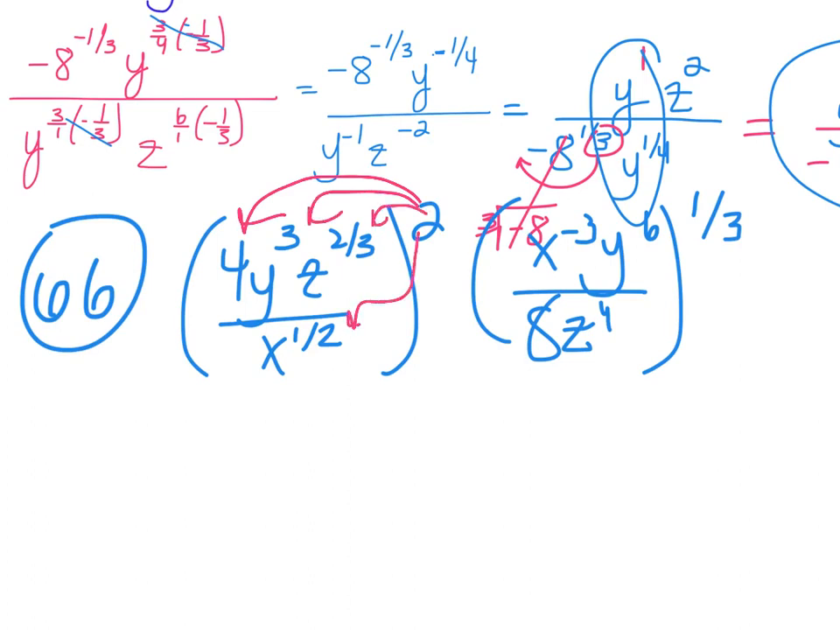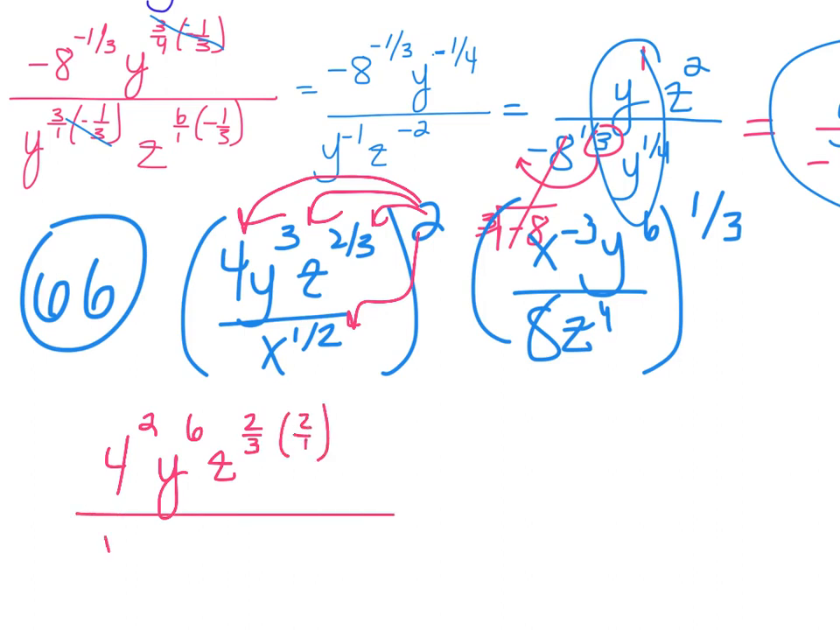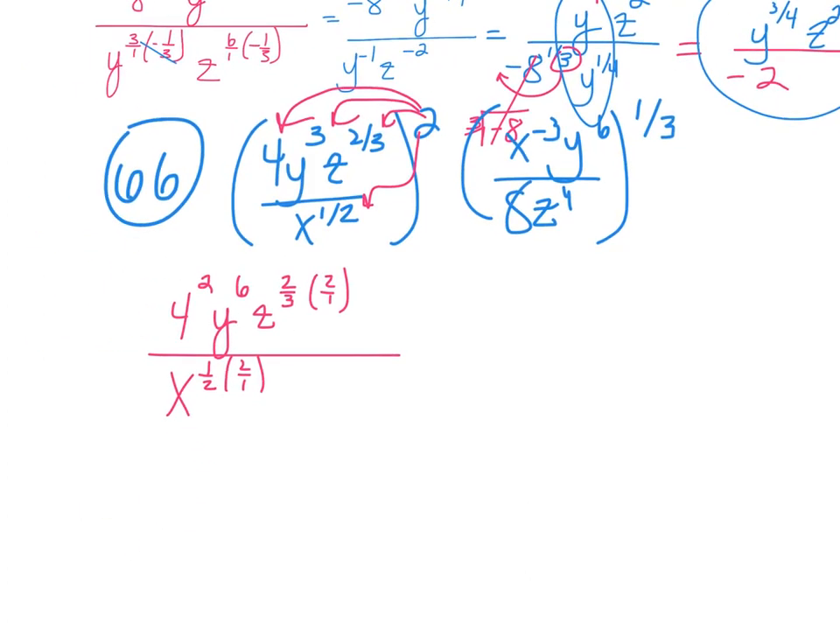So this becomes 4 squared. Y, what happens when I multiply 3 times 2? 6. And then I have z to the 2/3 times 2 over 1. And on the bottom, I have x to the 1/2 times 2 over 1. Everybody agree with that? Yes? No? Okay. Thank you.